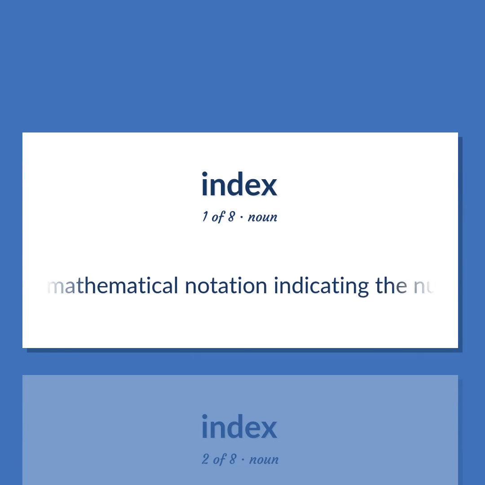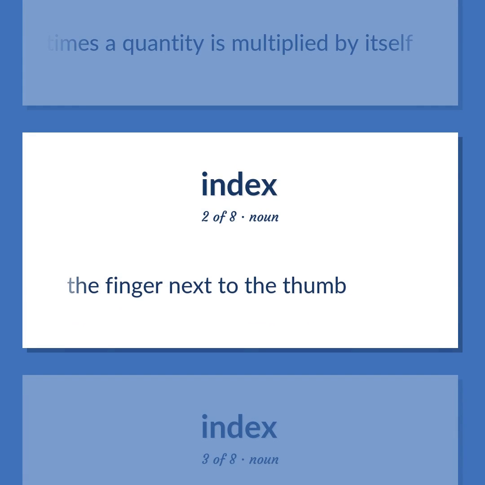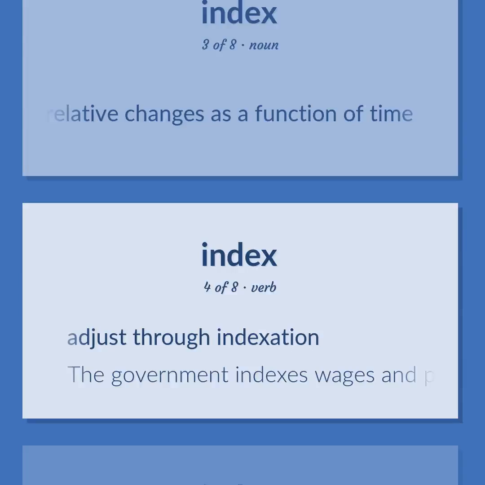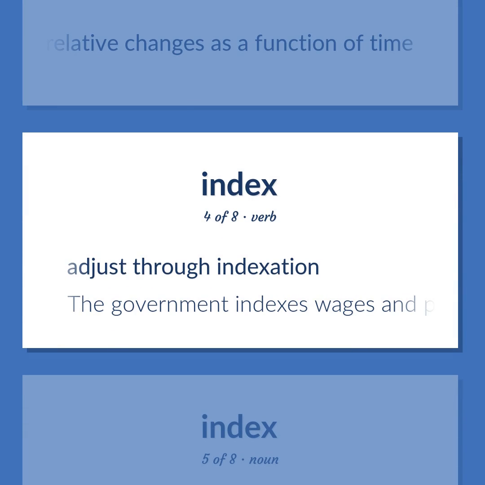A mathematical notation indicating the number of times a quantity is multiplied by itself. The finger next to the thumb. A number or ratio, a value on a scale of measurement, derived from a series of observed facts, can reveal relative changes as a function of time. Adjust through indexation. The government indexes wages and prices.